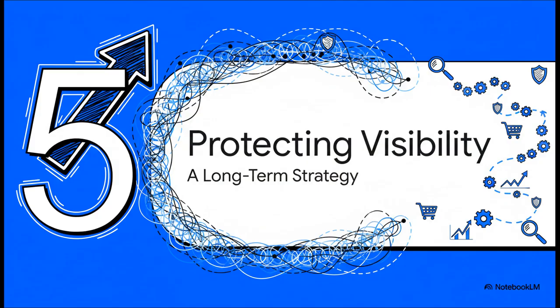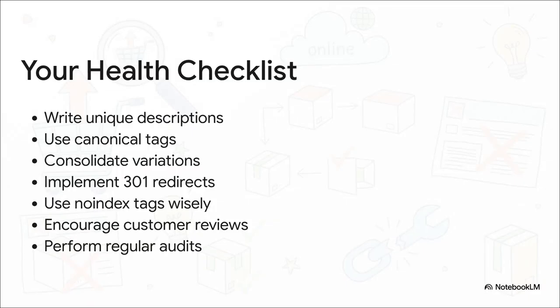Let's wrap up by talking about how to build this into a long-term strategy to protect your sales and your visibility for good. Here it is, your takeaway checklist. Keep this somewhere handy. Make unique content your number one priority. Use all the technical tools like canonicals and redirects. Consolidate your product variations. And crucially, make sure you perform regular audits, maybe just once a quarter, to catch any new issues before they turn into big problems.